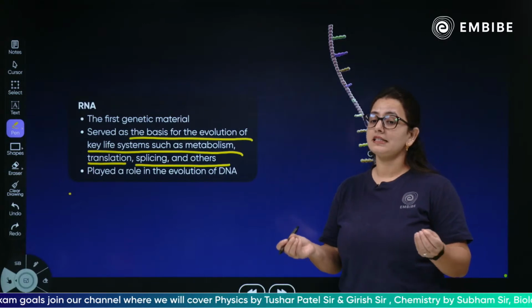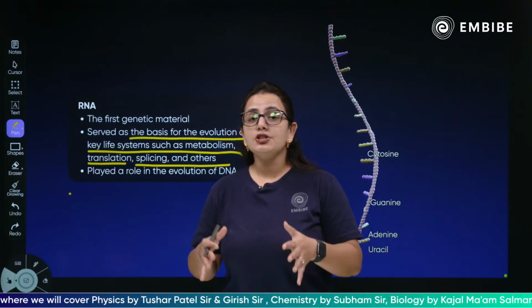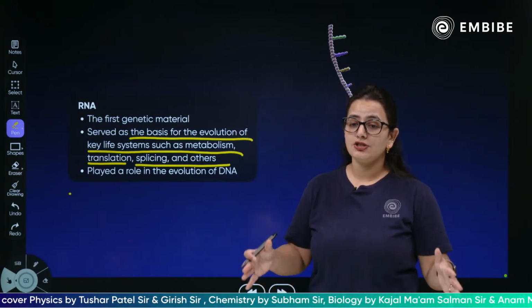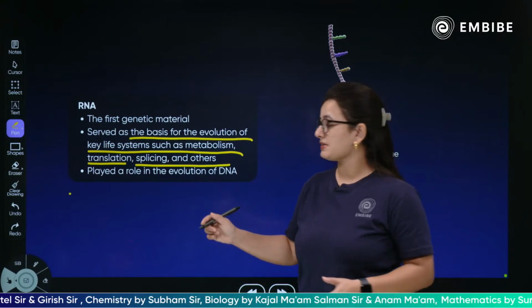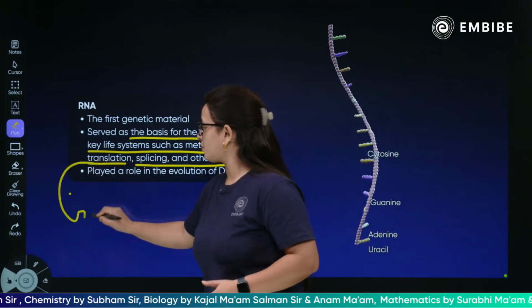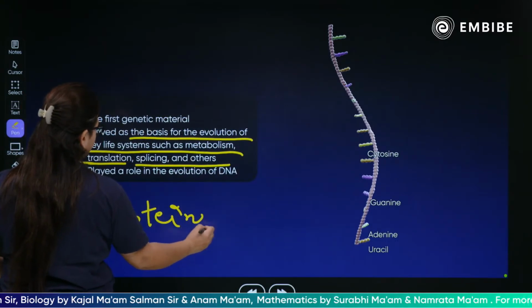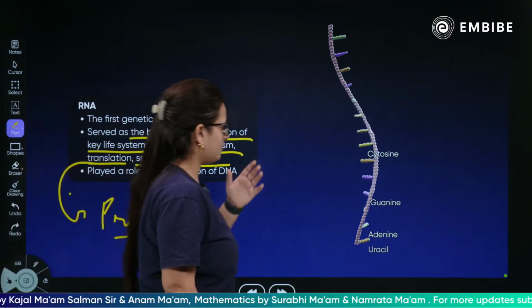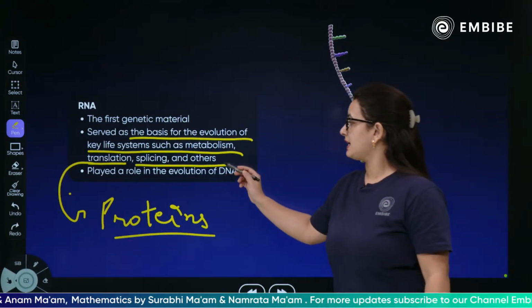That is what we have already discussed, why RNA was thought to be a genetic material. The reason is that it shows the basis of translation and the key life system such as metabolism. Yes, and translation, because it was creating proteins. And you know that proteins are the building blocks, the splicing and the other.